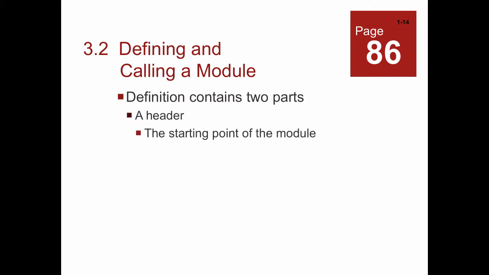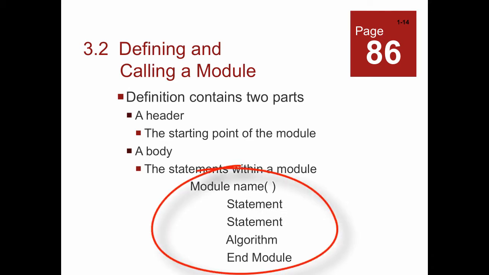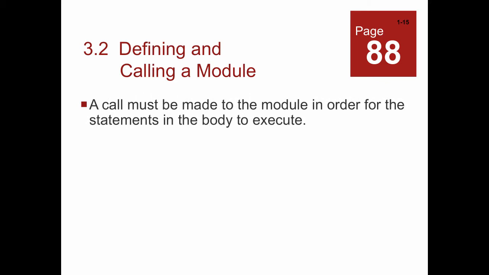Well, a module actually has two parts to it. It has a header, and the header itself is the starting point for the module. That's what actually gives it its identity. And then we have the body, and the body is the statements within there. So we might have a module called name module, and then it might have a statement to run, an algorithm, and then an end to the module itself. When we look at it, a call must be made to the module in order for the statements in the body to execute. So what would that look like?